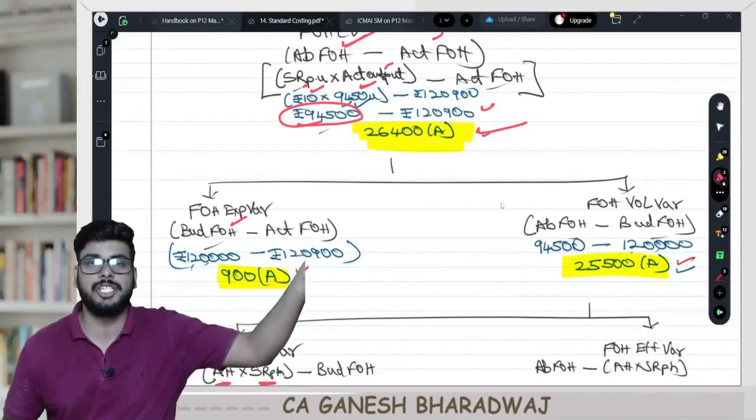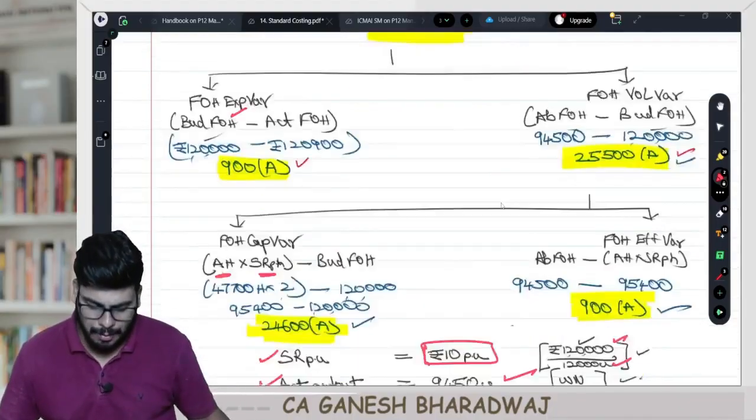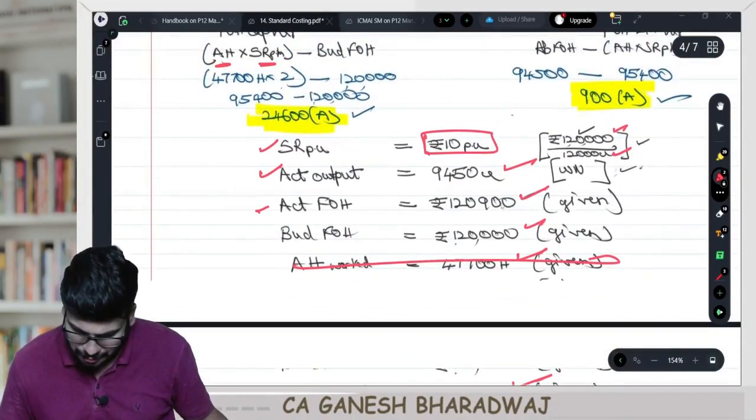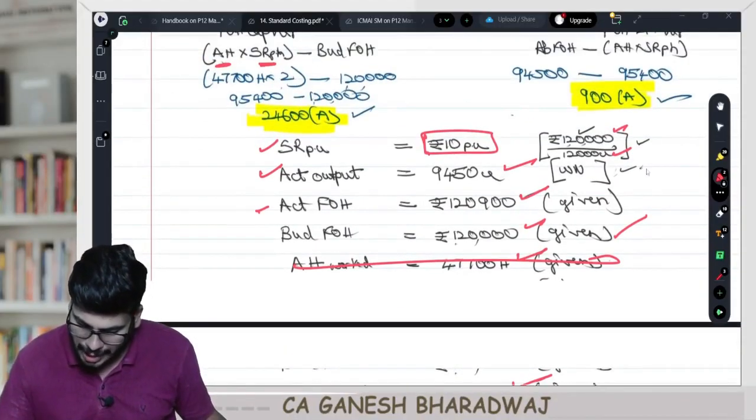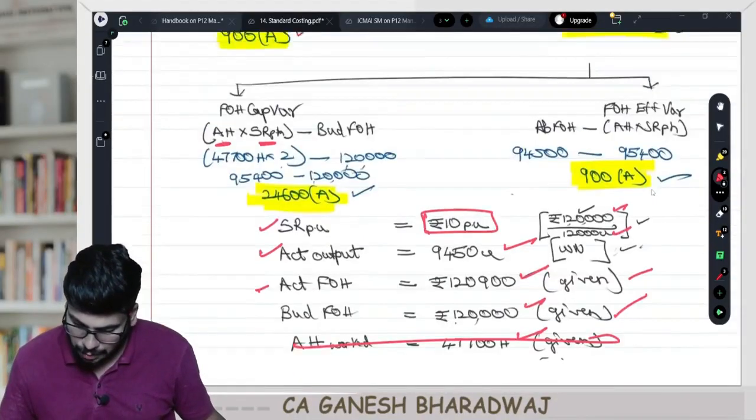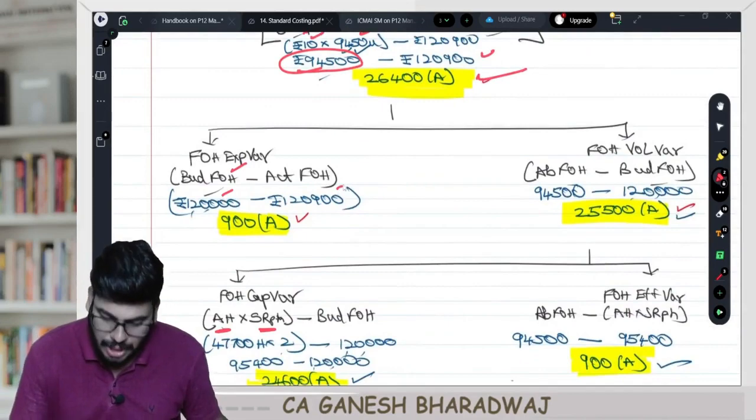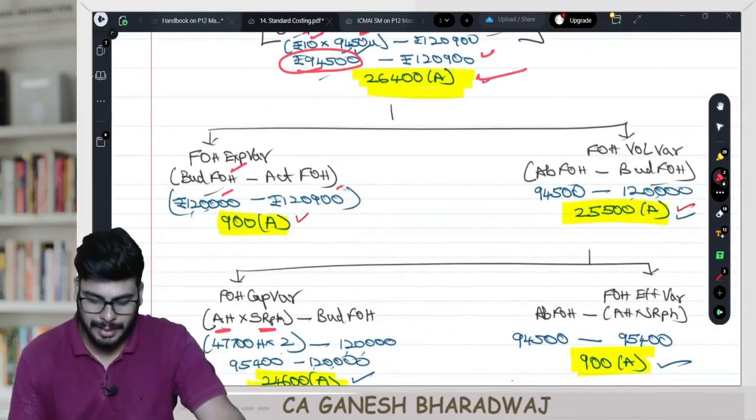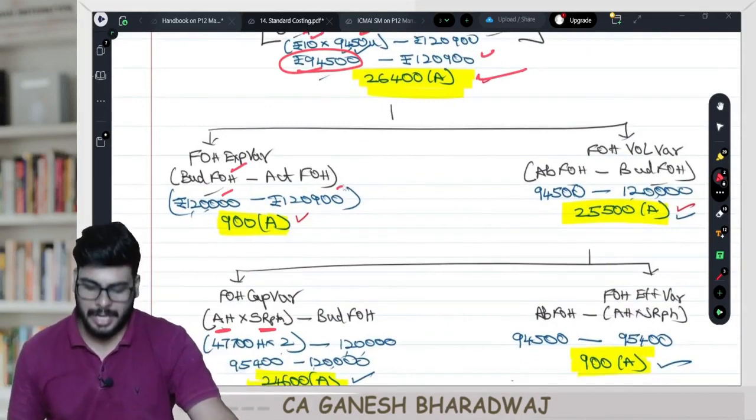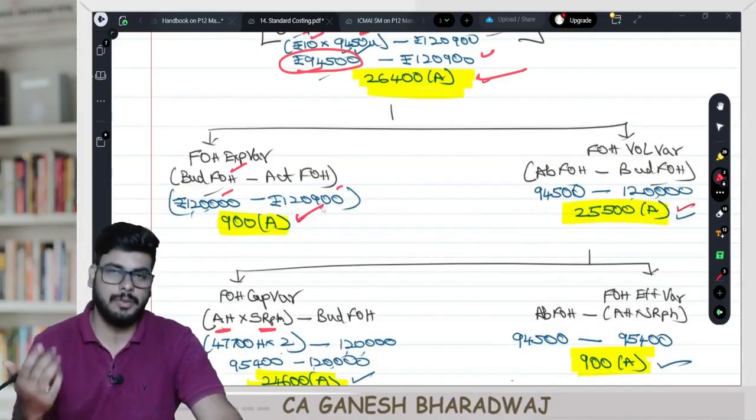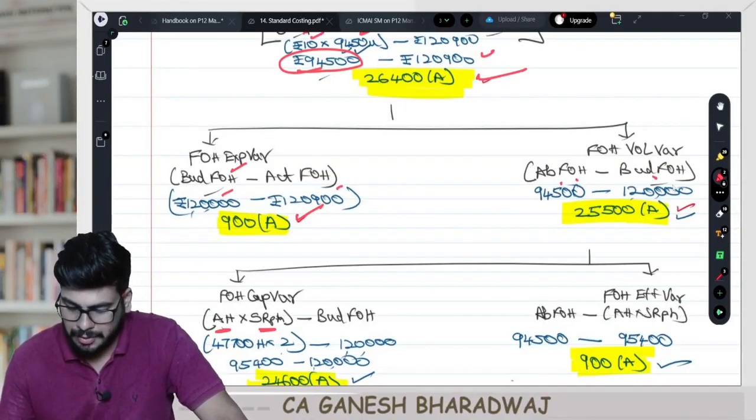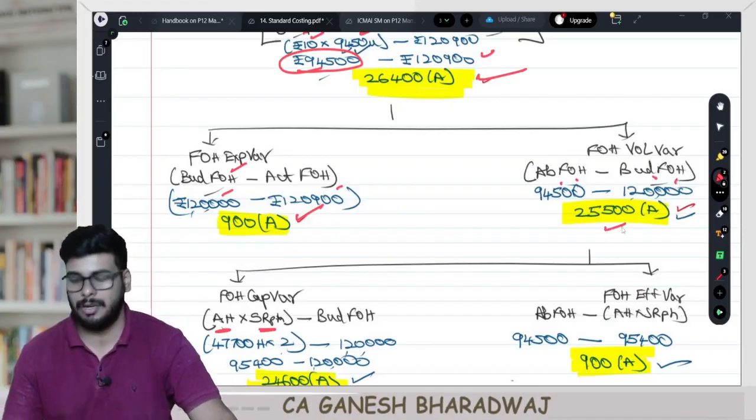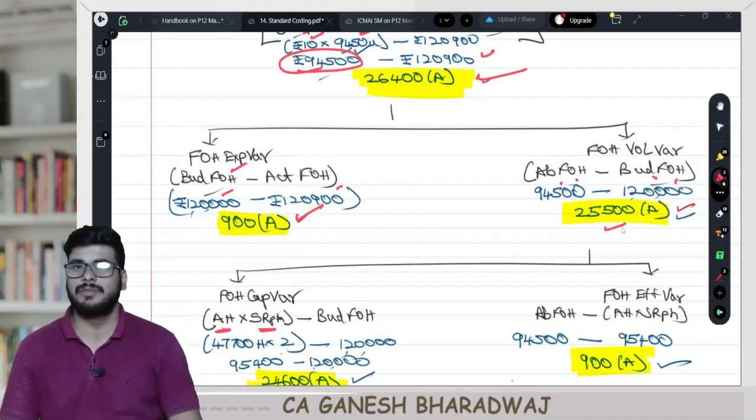Expenditure variance is budget minus actuals. How much is the budget? Go down, you get each and every figure. Budget overheads are 1,20,000. Actual overheads are 1,20,900. All the figures are given. So I planned to spend 1,20,000, but I've actually ended up spending 1,20,900. So you've spent 900 more. Adverse variance, that's about it. Volume variance is absorbed minus budget, 94,500 minus 1,20,000. You get 25,500 adverse. Are you clear with this?